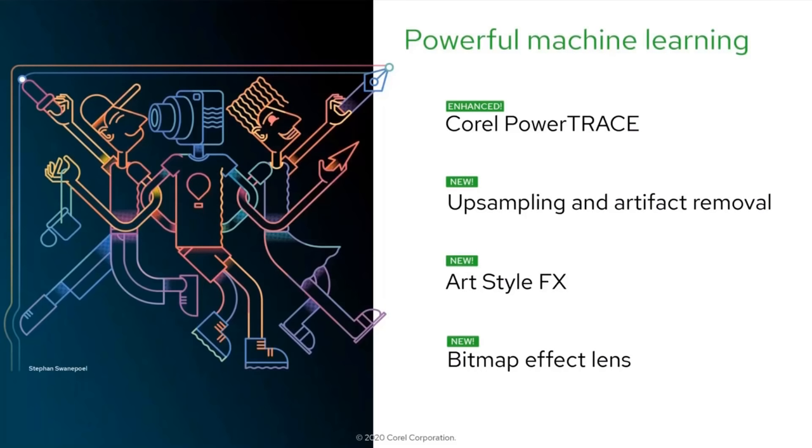CorelDRAW 2020 also includes new art style effects that use artificial intelligence to modify an image or object, to produce a stylized version while preserving the original content in a non-destructive way. And using AI technology, 2020 lets you apply bitmap effects as lenses. This gives you the freedom to manipulate or move the lens and position the effect with precision in your design. This can be done in both CorelDRAW and Corel Photo Paint 2020.